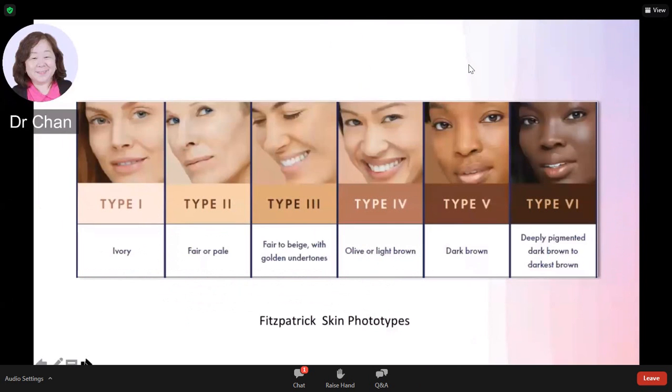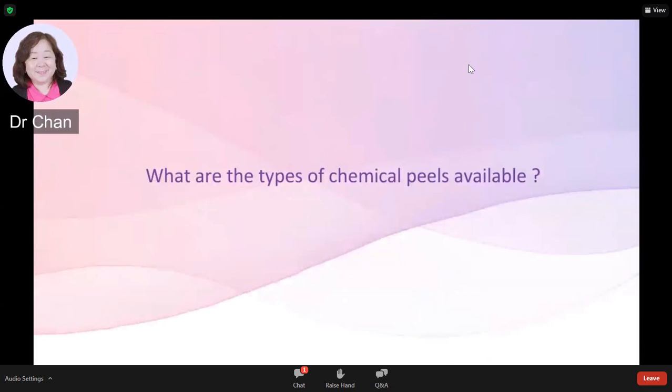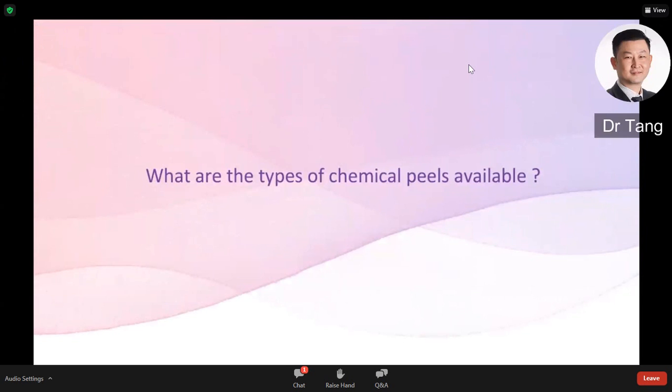These are the Fitzpatrick skin phototypes. Our Asians are basically within type 3 to type 6. To talk to us on the types of chemical peel, I will pass over this session to Dr. Tang. Thank you, Dr. Chan.